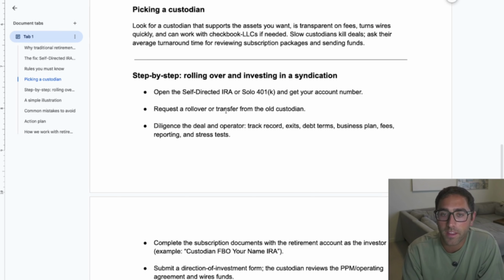But you want to find one that supports the assets you want, is transparent, turns wires quickly, and can work with checkbook LLCs if needed. Slow custodians definitely kill deals. They've killed a lot of deals for us in the past. And I want you to ask their average turnaround time for reviewing subscription packages and sending funds.